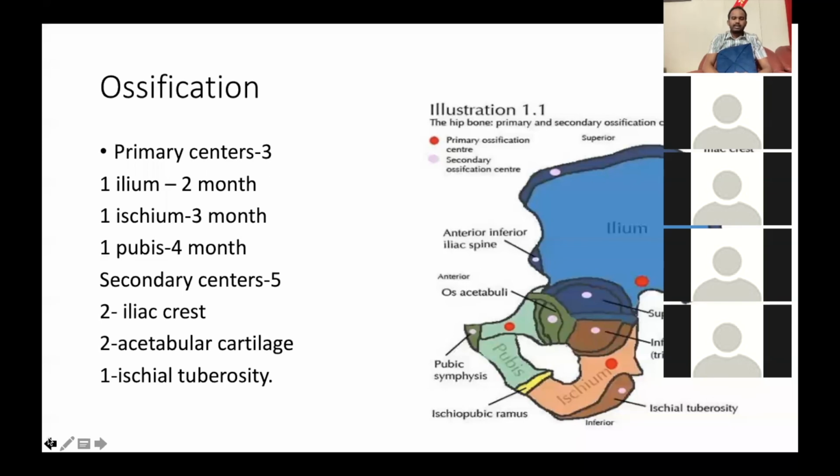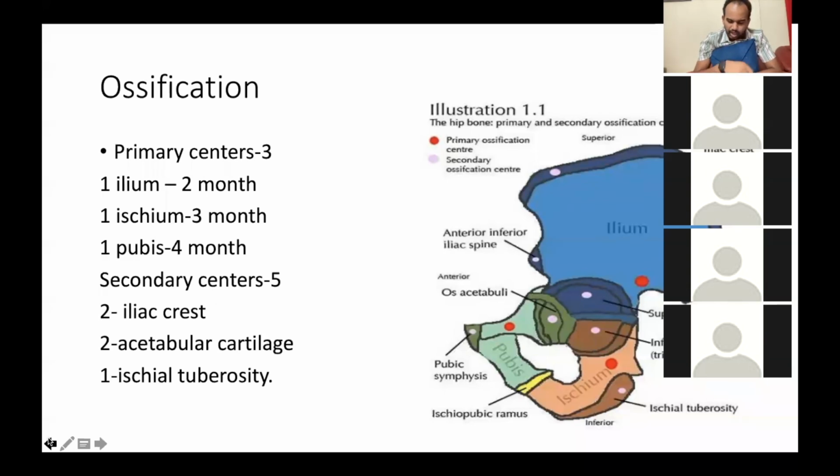And in the hip bone, the acetabulum, as I already told you, is a cup-shaped deep concavity seen on the lateral aspect of the hip bone. This acetabulum is formed by contributions from the ilium, ischium, and pubis. And this acetabular fossa is meant to articulate with the head of the femur to form the hip joint.